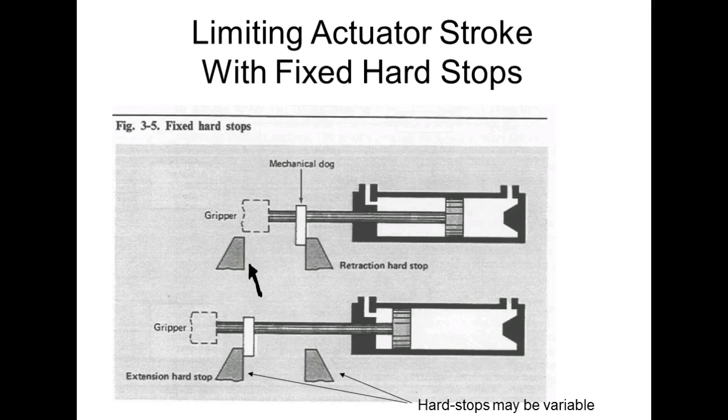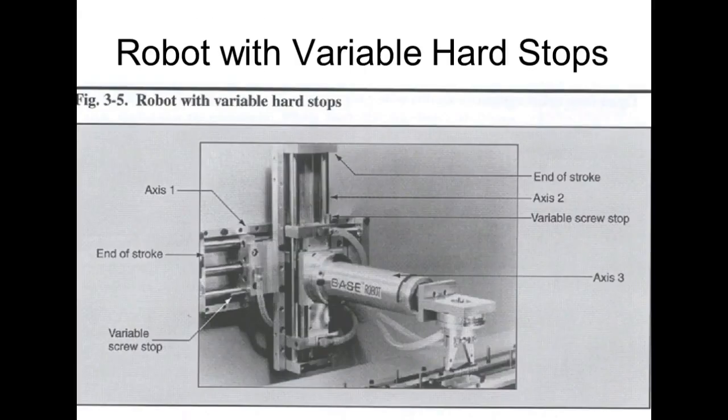So the hard stop would be inside. This is a robot right here that runs on variable hard stops. So right here, there's a hard stop. Right here, there's a hard stop. Right there, there's a hard stop. So what happens is the robot moves until it hits a hard stop. These are usually open loop robots, and they usually run off fluid power.